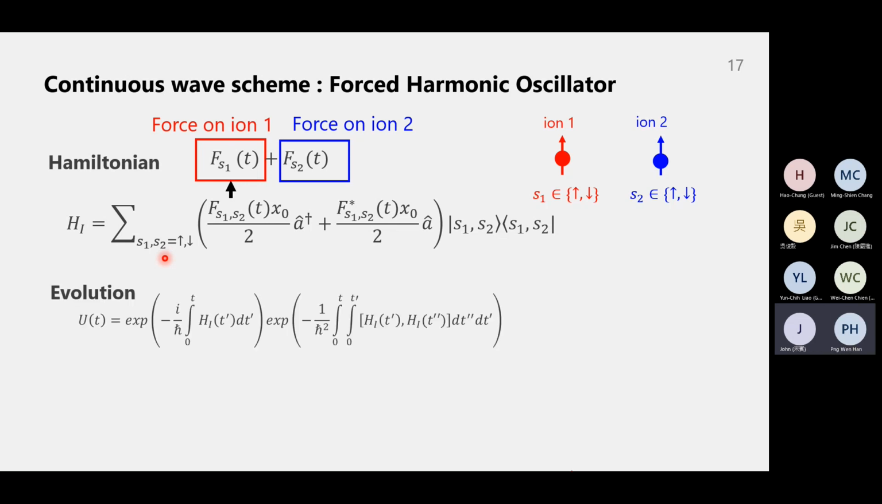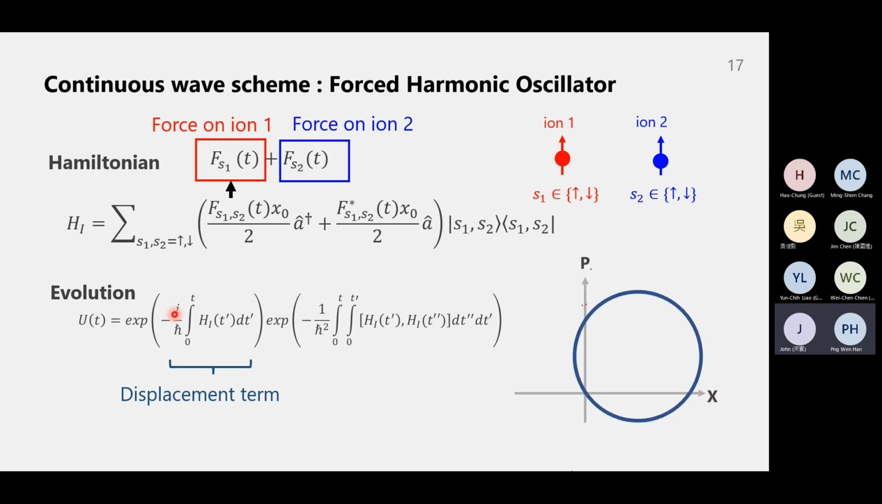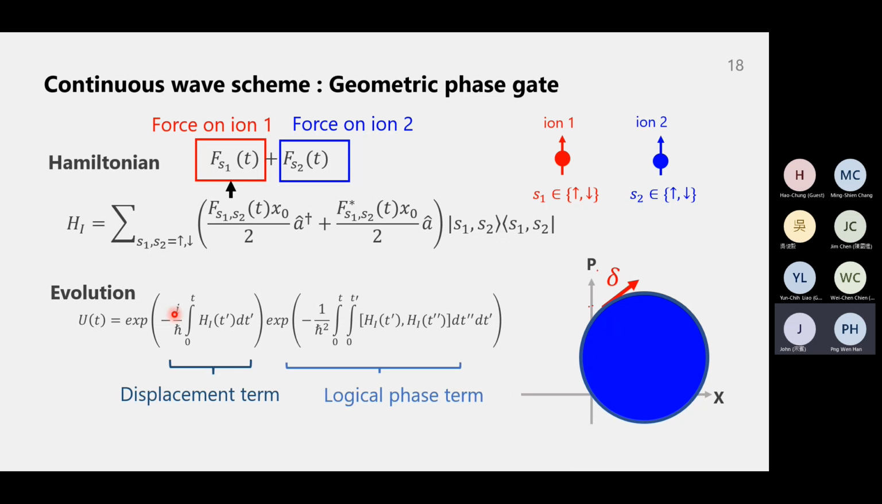Okay, so the next step is to find the evolution of these Hamiltonians. In the leading order, we will have the displacement term, which corresponds to driving the ions in the phase space. And the next order will give us the logical phase term. And this term exists because the Hamiltonian does not commute at different times.